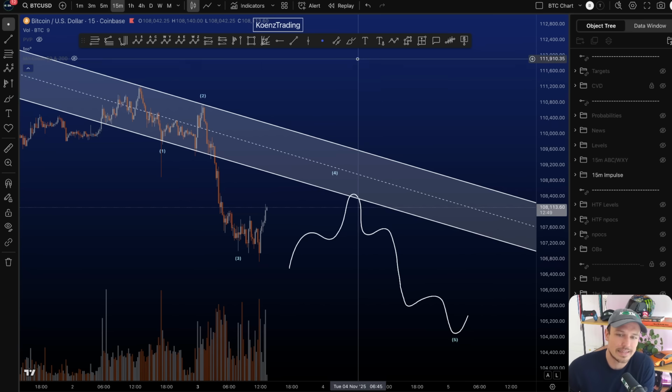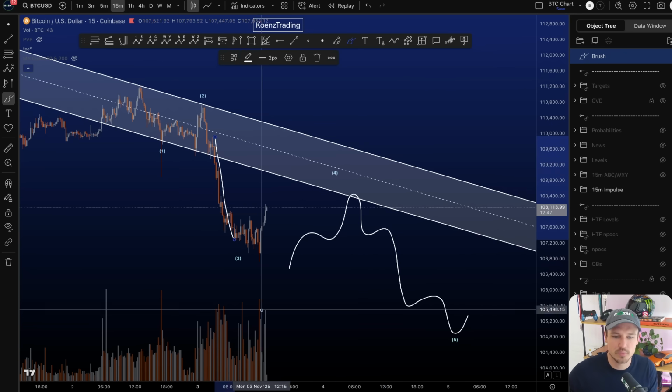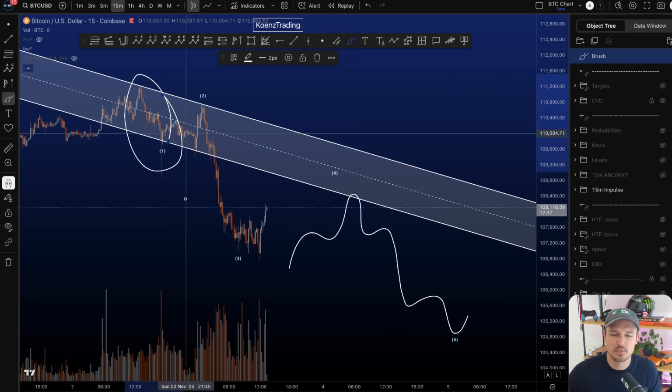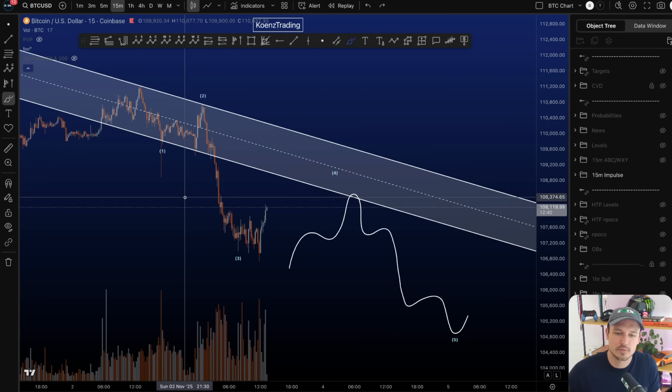Of course, probabilities, Elliott wave wise, extended wave, increasing volume, probabilities are higher for a 5-wave structure, even though this wave 1 is very messy. It's just the way it is at this moment in time.